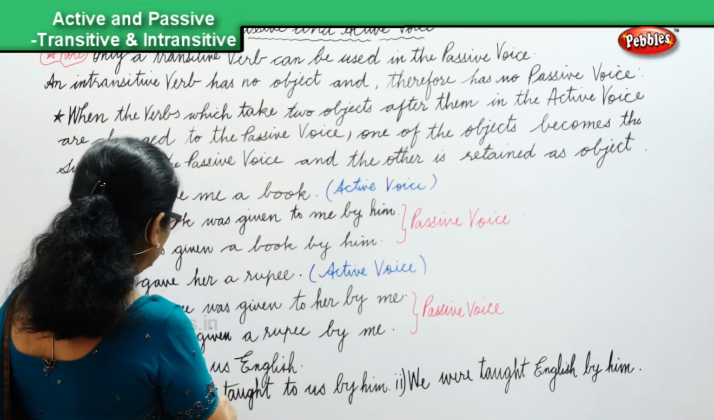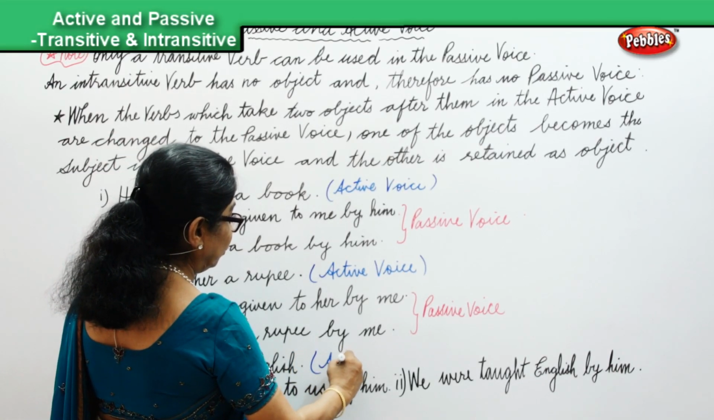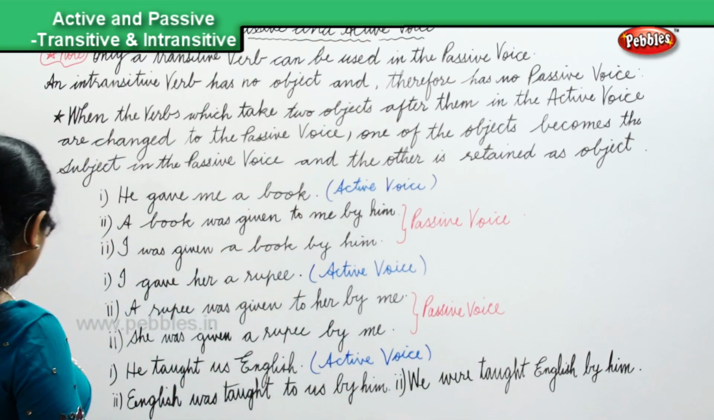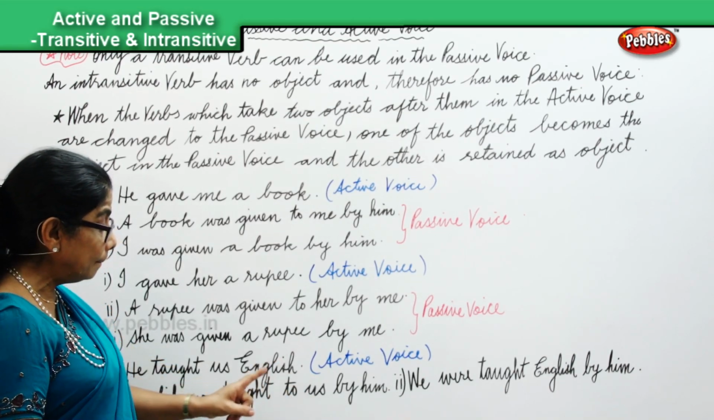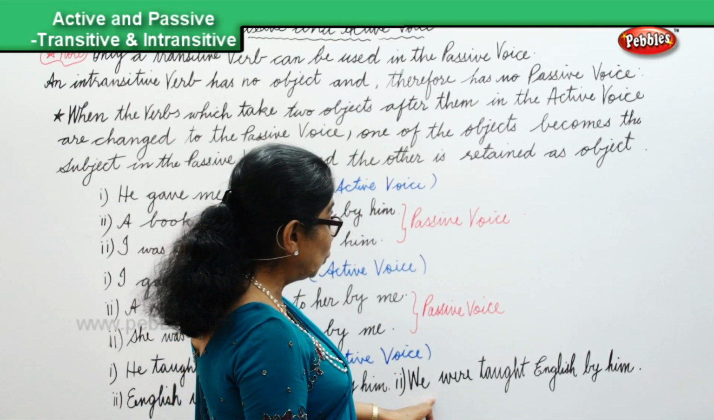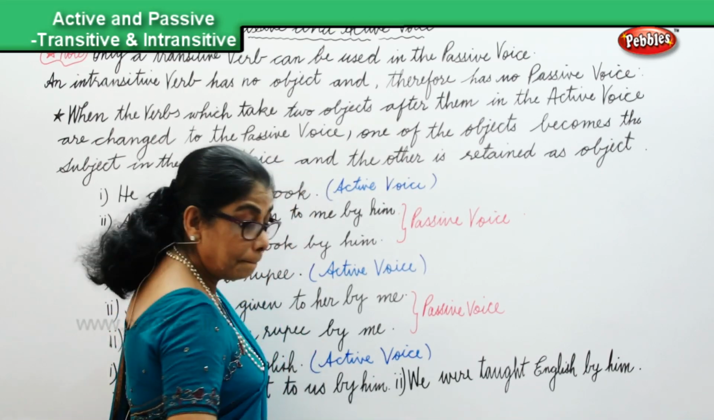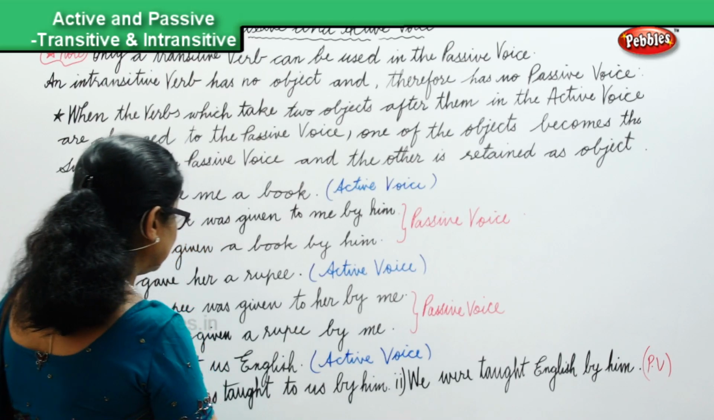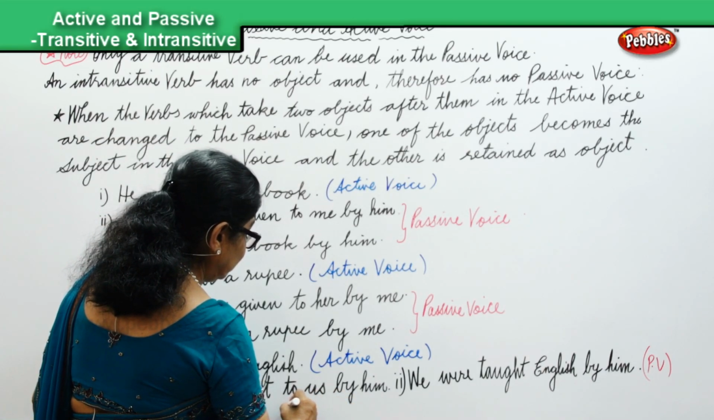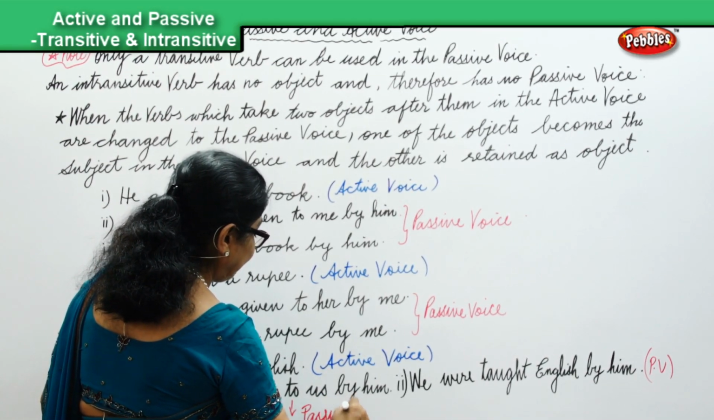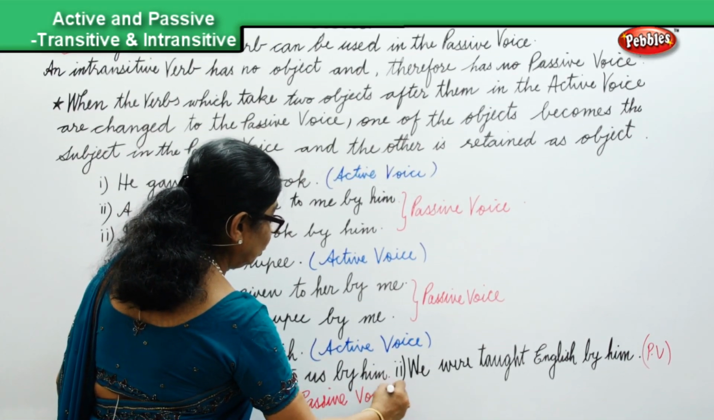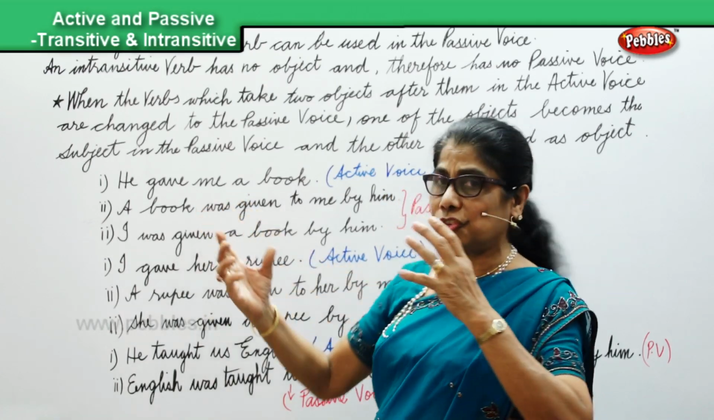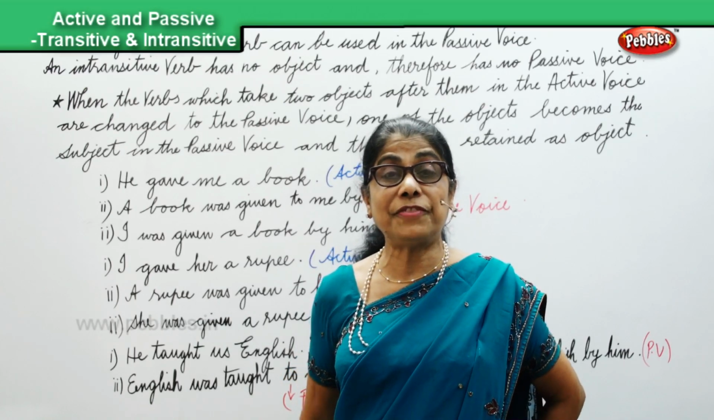Now, let's look at this. He taught us English, that is active voice. Then we are changing that active voice. It says English was taught to us by him, or we can say we were taught English by him, and both are passive voices. This and that. Okay. So we learned today to change the active voice and write it in two different ways.